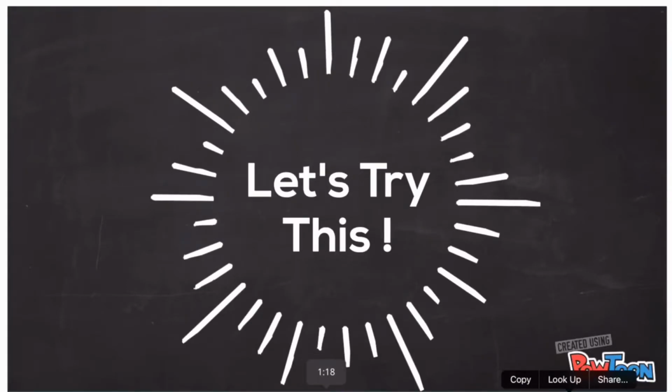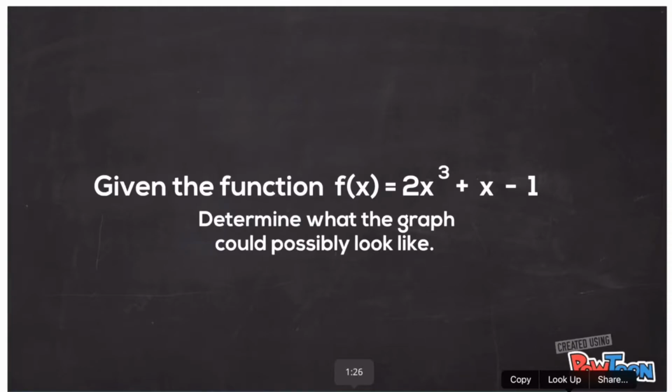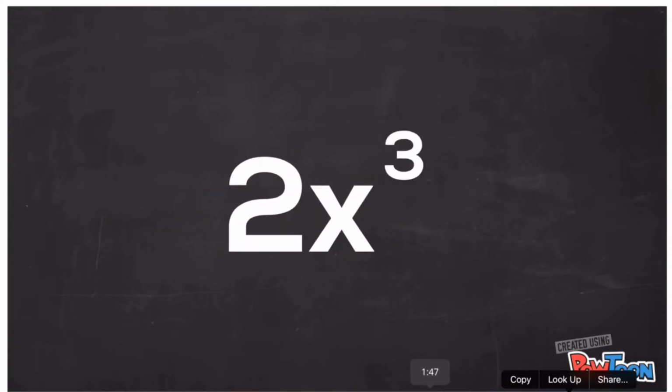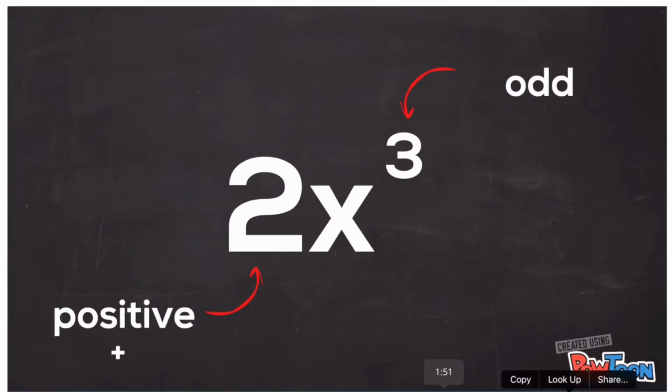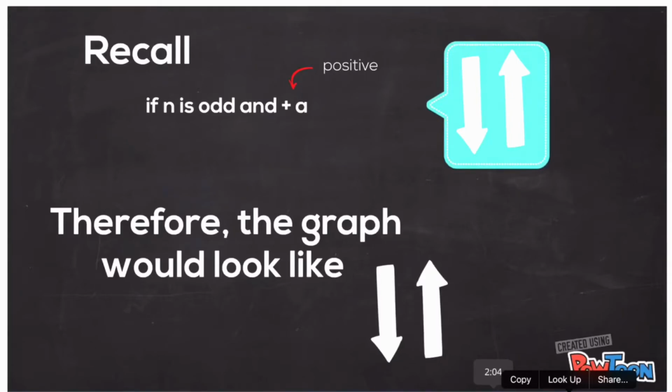Now let's try this. Given the function f of x equals 2x cubed plus x minus 1, determine what the graph could possibly look like. First, we have to look at the leading term, which is 2x cubed. Here, the leading coefficient is positive, which is 2, and the exponent is odd, which is the degree of 3. Now that we know that, therefore, the graph would look like this. It will go down in the far left and up in the far right.